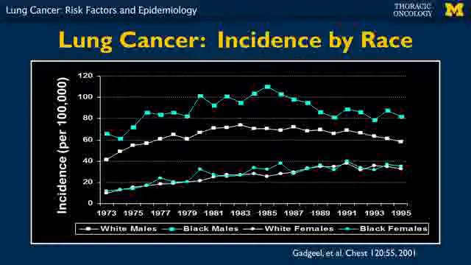When we look at race and compare Caucasians to African Americans, we see that for women, which are the bottom two lines on this graph, the incidence of lung cancer is similar in both Caucasians and African American women. However, in men, African American men, as indicated by the blue line on top of this graph, clearly have a higher incidence of lung cancer than white men do.